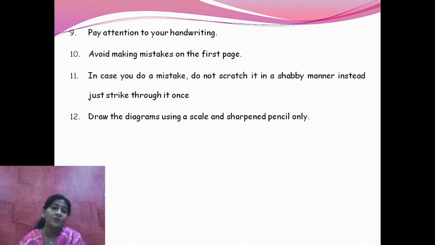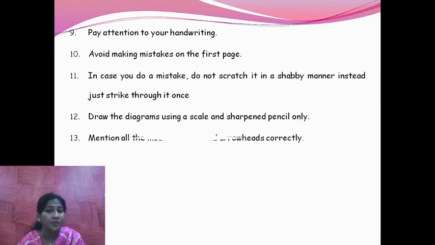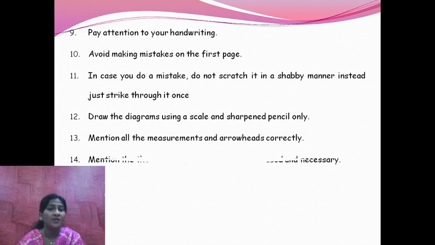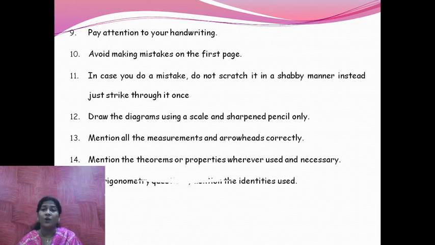Then draw the diagrams using scale and sharp pencil only. As I always say, whenever you are drawing the diagrams, your line should neither be too thick, nor too thin. Okay, it should be properly visible, and always use a scale for drawing the diagrams. Plus your pencil should be properly sharp. Mention all the measurements and arrowheads correctly from the answer sheet. Mention the theorems or properties wherever you have used them.